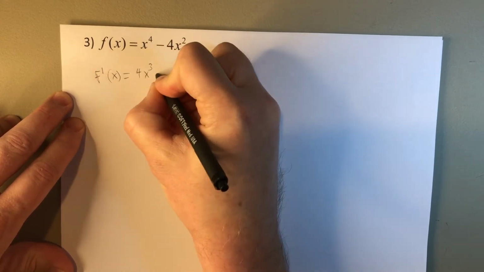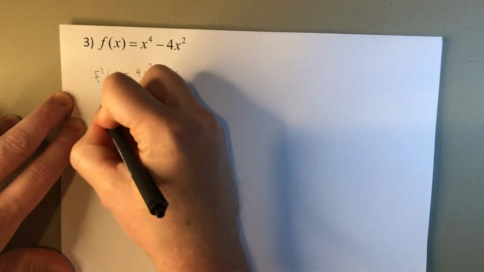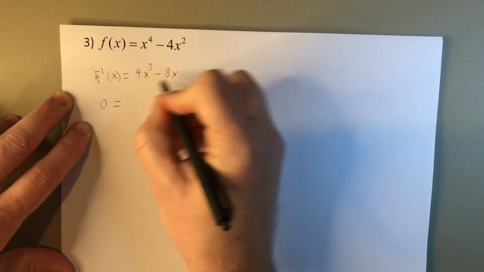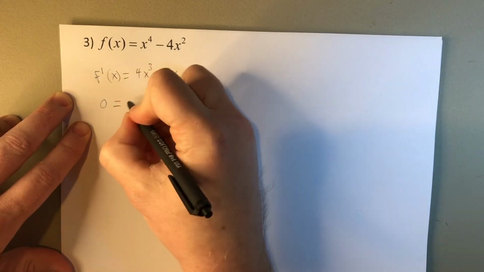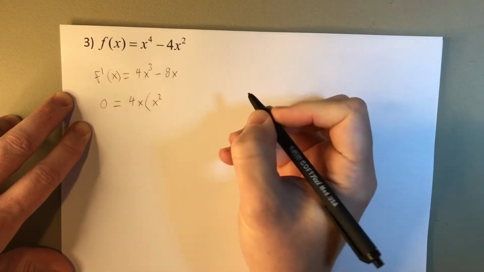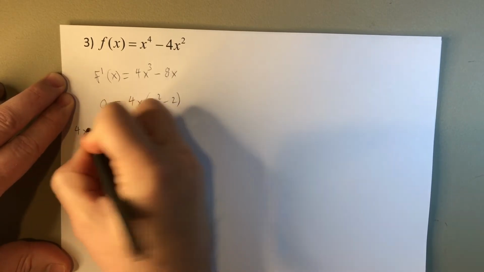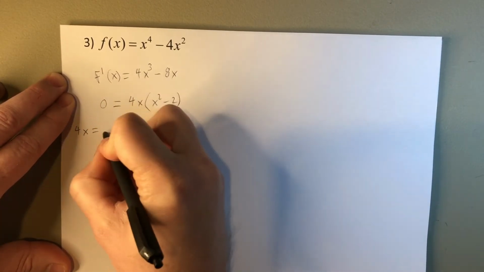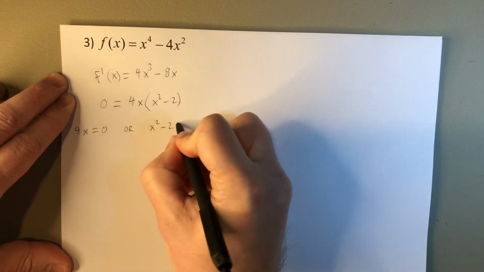4x cubed minus 8x. Second step, set first derivative equal to 0 and see if you can solve for x. Yeah, we can do that. We can factor out, what, a 4x, and then we'll be left with what? X squared minus 2. So we're going to set each of these expressions equal to 0 and solve each of these two equations separately.